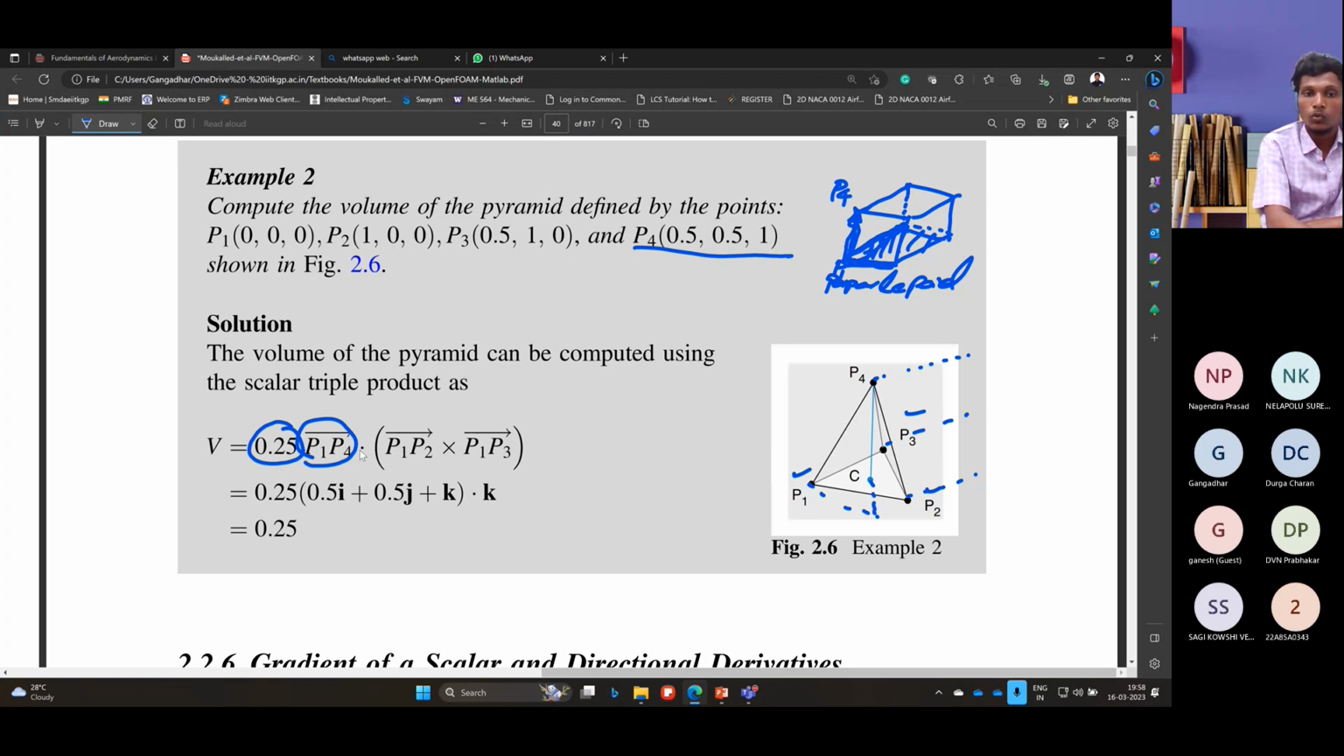If you do the dot product with this area, that means we are multiplying the P1 P4 vector, which is some length, with the area we already have. Multiplying length times area, each value will be scaled up. Then the output you will get is the volume of this parallelepiped. But you should remember to multiply with 0.25, because this pyramid volume is 0.25 times the volume of this parallelepiped.